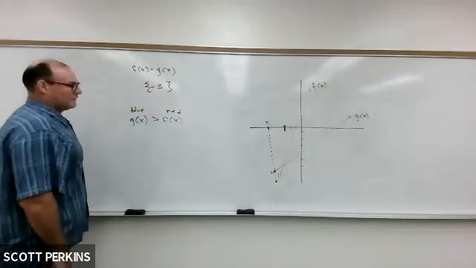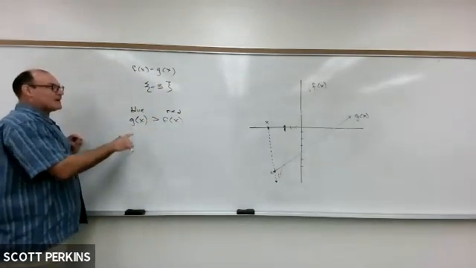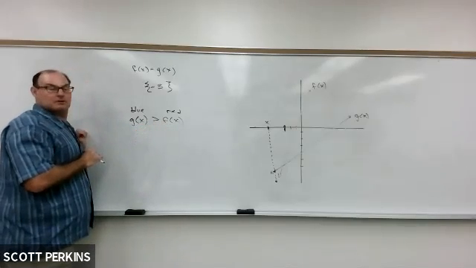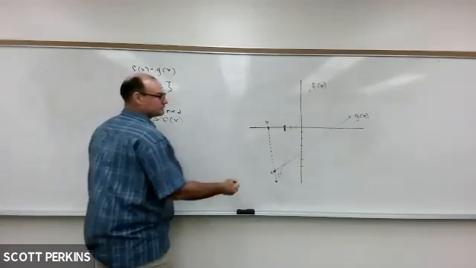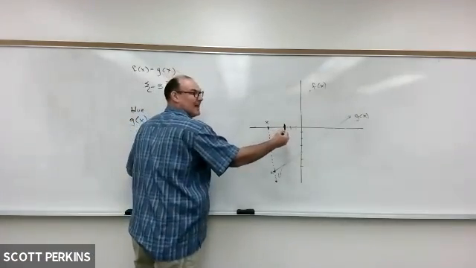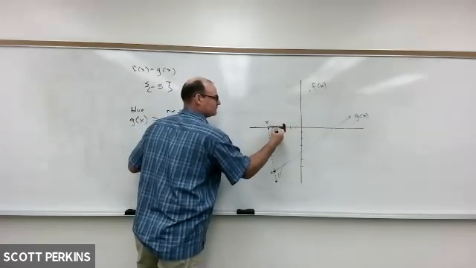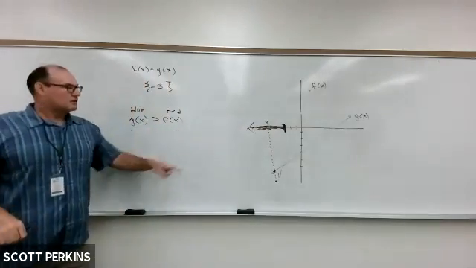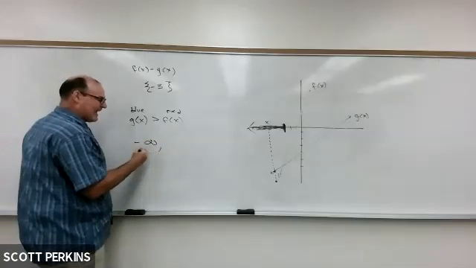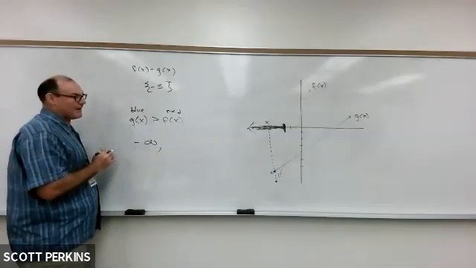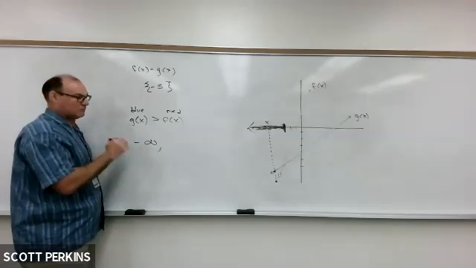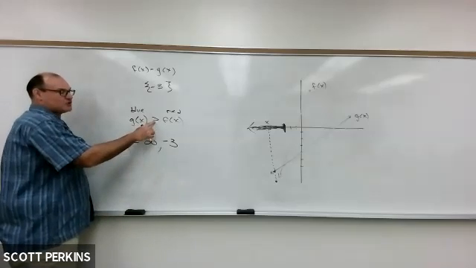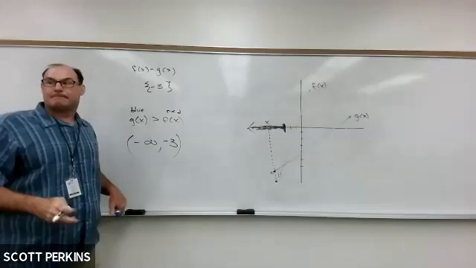So what's my interval going to be where the blue graph is bigger than the red graph? You told me left, right? Negative infinity, you're giving me the x values that produce those y values. Where does it stop? -3. At infinity, I'm always going to put a parenthesis, and then there's no equality here, I put a parenthesis.